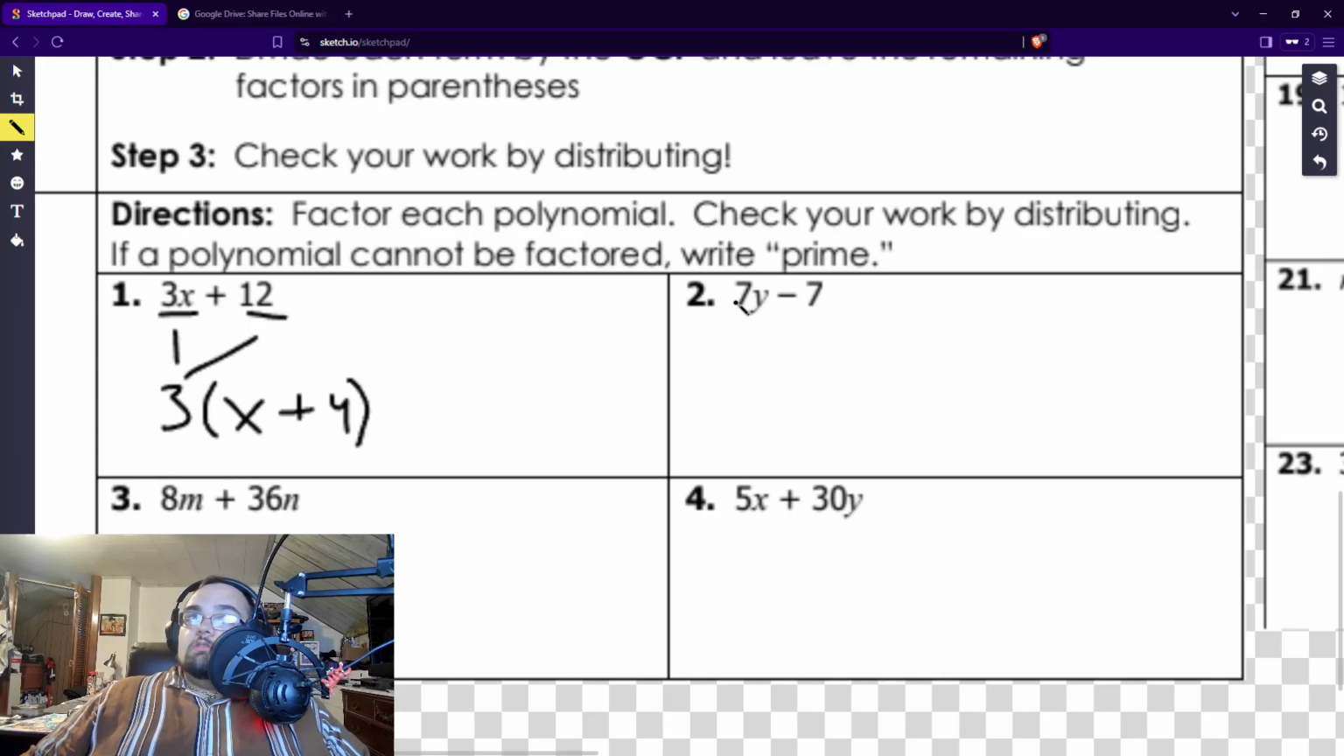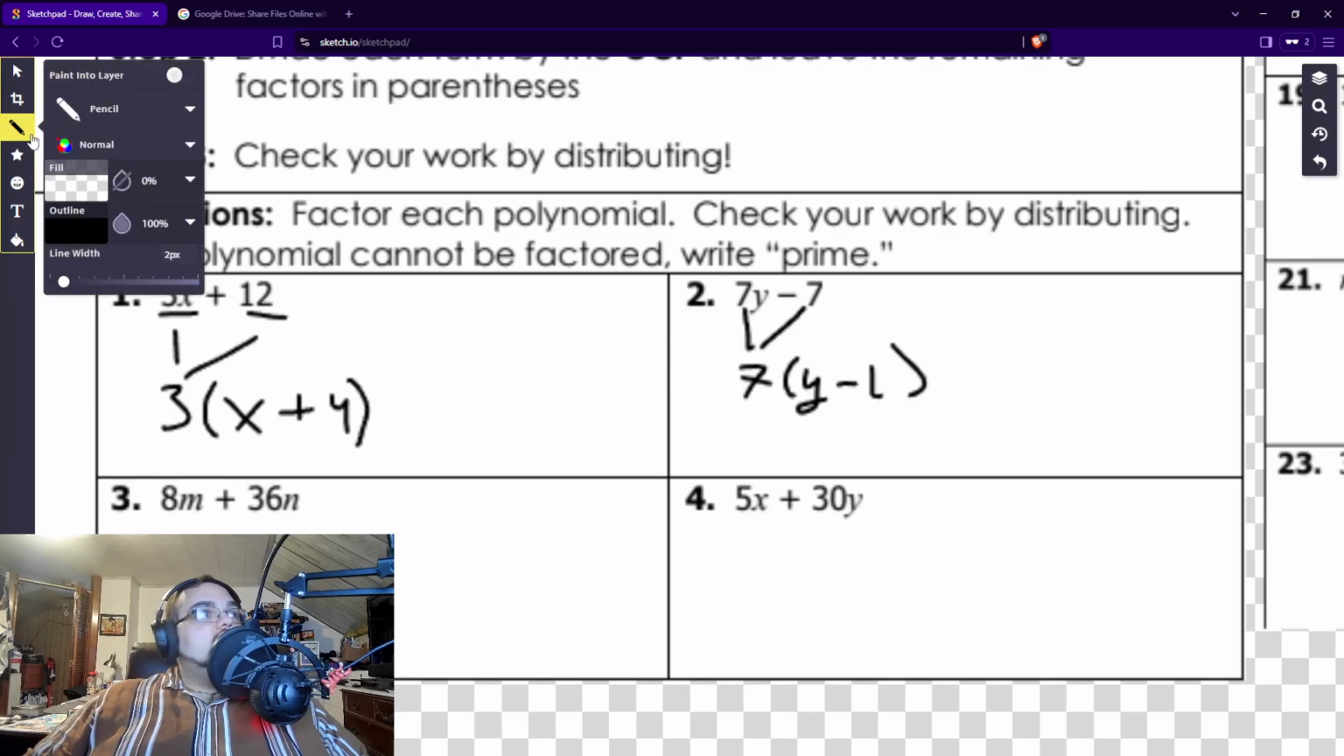On to number 2. 7y and negative 7. You can instantly look at this and say, I think both of them have a common factor of 7. I'd say, yeah, right on. But we notice that the y is in one of them and the y is not in one of them. And because they are different, we don't pull the y's. So this becomes y minus 1.